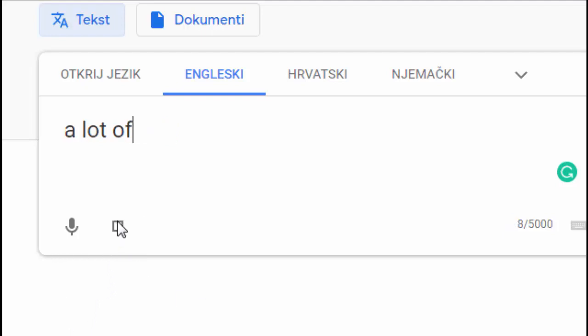"A lot of. A lot of." Again, here is R. "Lot of." I found out about that from a native teacher, Rachel, and I looked at that video about that R.